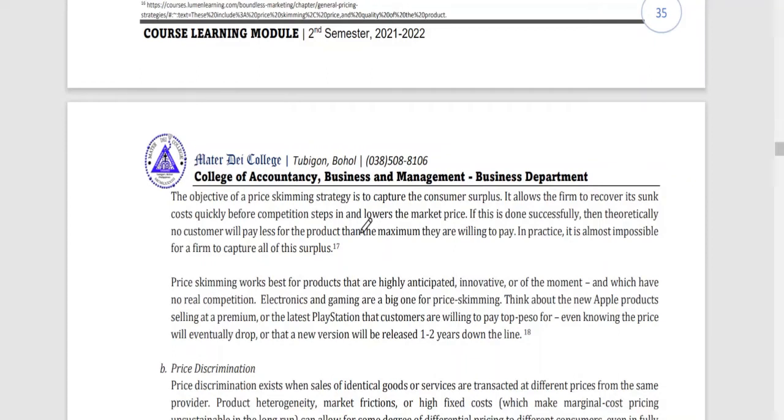Then later on, when there is tight competition, you will lower your price so that you can still get market share. If this is done successfully, then theoretically, no customer will pay less for the product than the maximum they are willing to pay. In practice, it is almost impossible for a firm to capture all of this surplus.